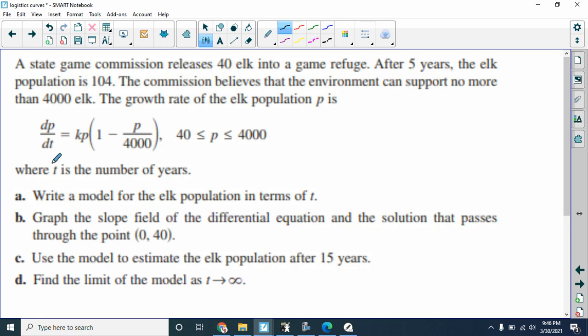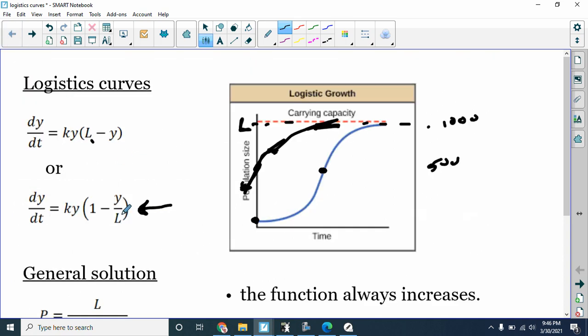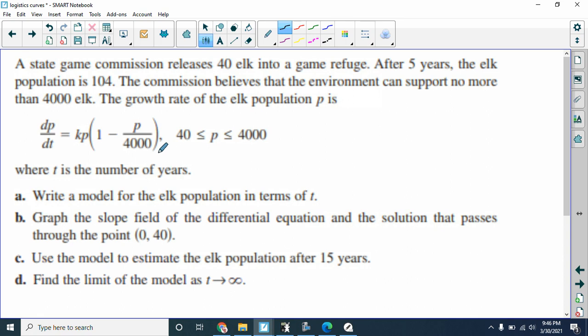Notice my differential equation is only in terms of y. y is P in this case. Notice also P is on the outside of the parentheses here, and it's also on the inside. Those are all good signs that this is a logistic curve, which it is. Notice L in the formula is right under the y. L is 4,000, which makes sense. The environment can support no more than 4,000 elk. So our L value is 4,000.